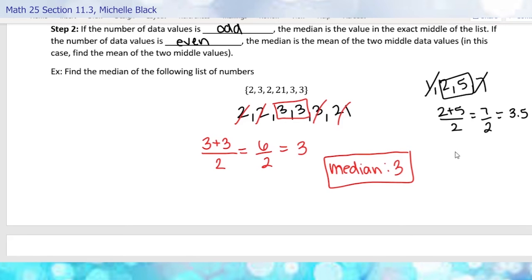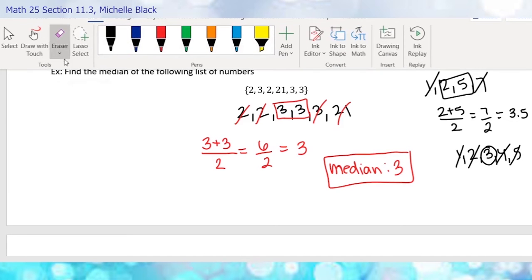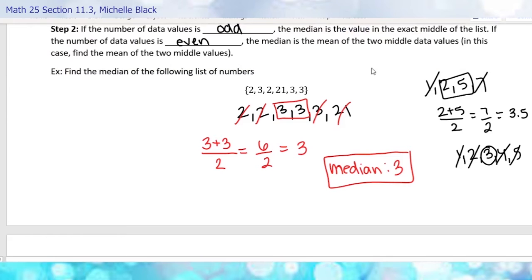If you had an odd number of data values and you wanted to find the median, you'll just be left with one number, and that will just be your median. You won't have to do any other math. Again, those were just some examples.